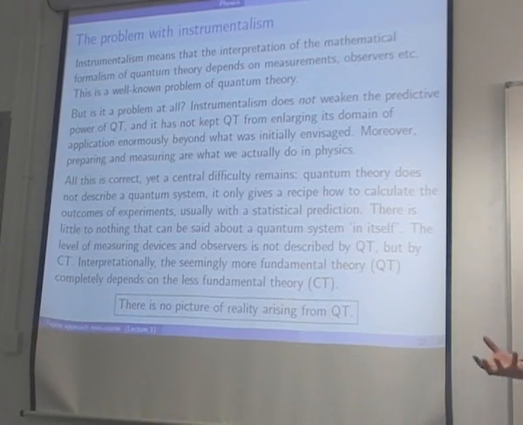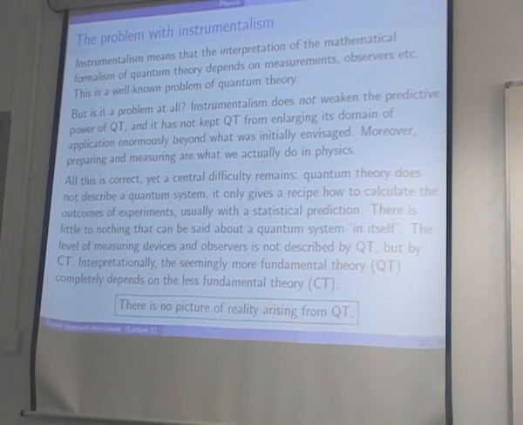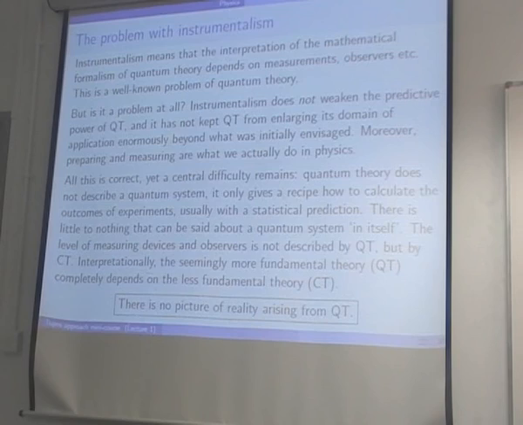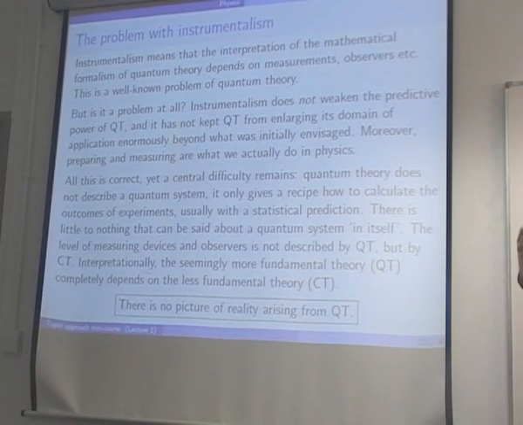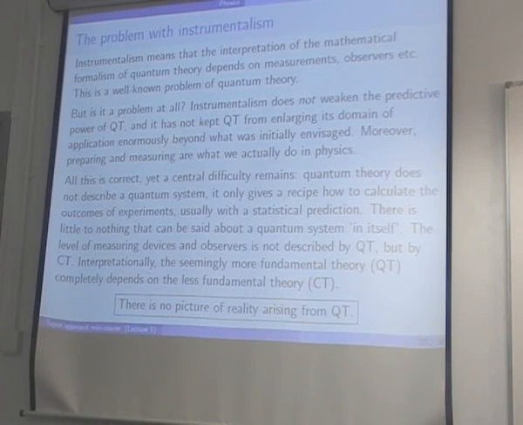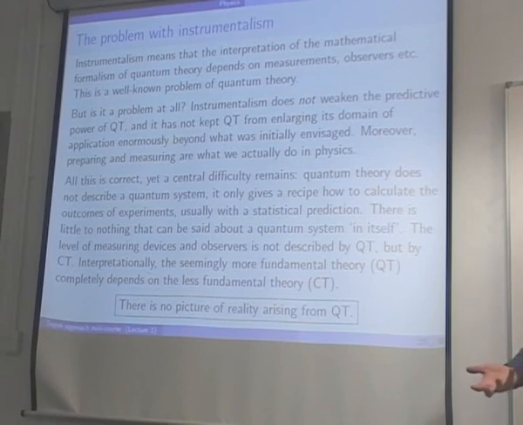Why are they problems? When I say instrumentalism, this means that you have an interpretation of the mathematical formalism, which involves measurements, observers, and all these notions. And for example, when Bob and Sampson talk about preparing a system and then measuring, this is also called operational. This is also instrumentalist in this sense.